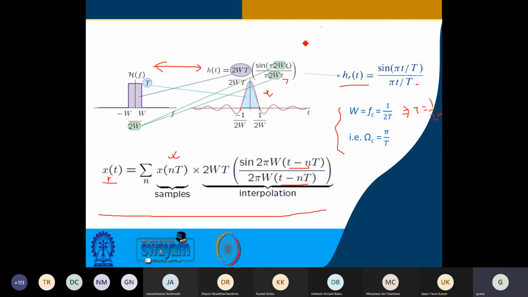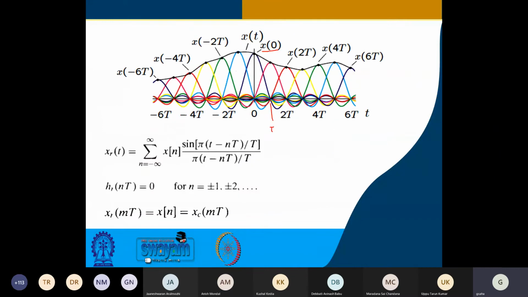If I replace t by t minus capital T, it will get time shifted, right, shifted by capital T amount, isn't it? And multiplied by whatever the x1 value that has been stored in the memory. So that is what you will see here.